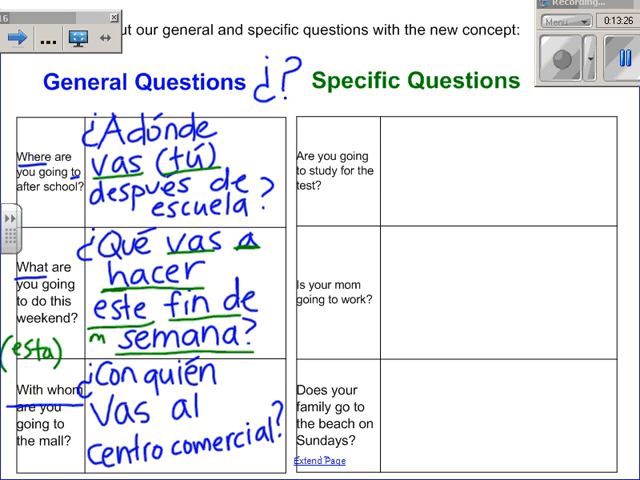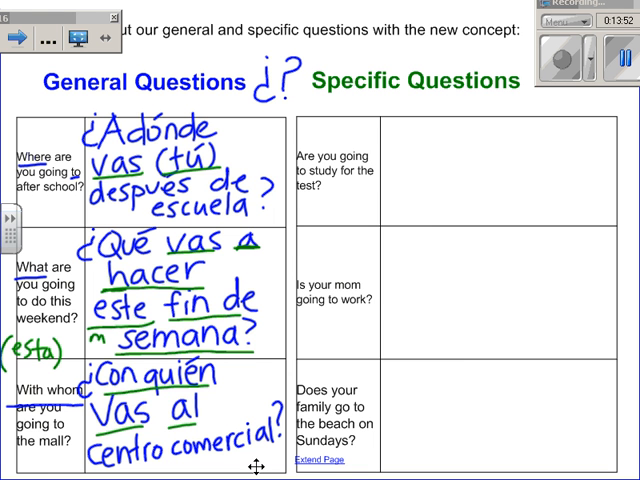With whom are you going to the mall? ¿Con quién vas al centro comercial? With whom are you going to the mall? And I see my construction of al in there because centro comercial is masculine. Now, las preguntas específicas, these we are not going to use a dónde, qué, con quién, cuántos, any of those interrogatives. Are you going to study for the test? Is your mom going to go to work?